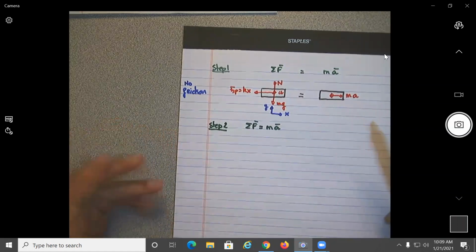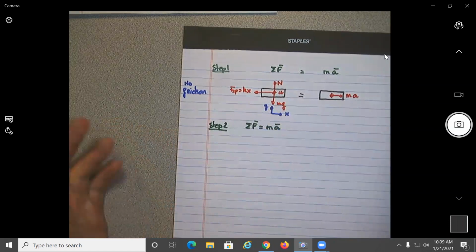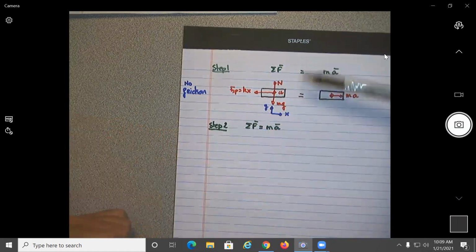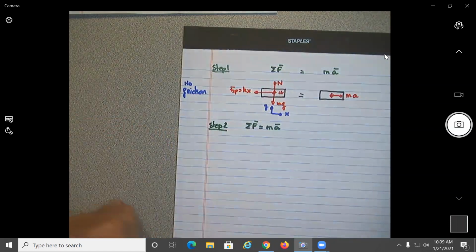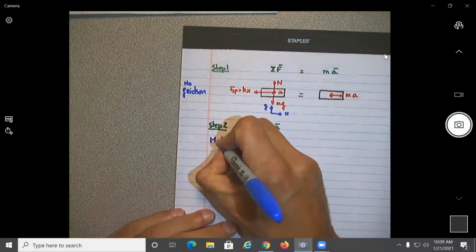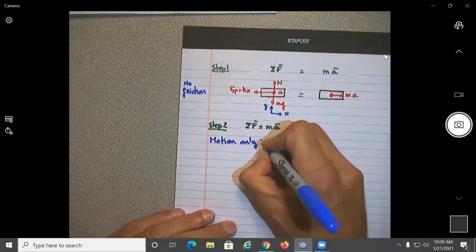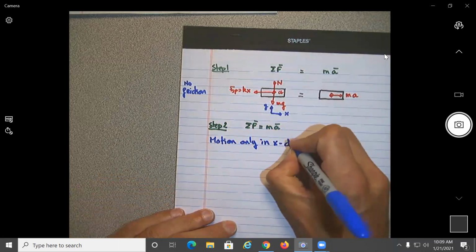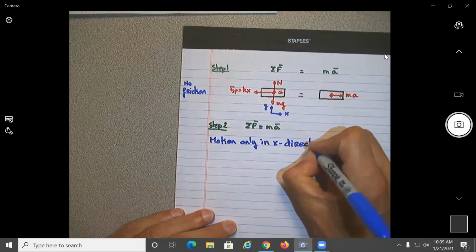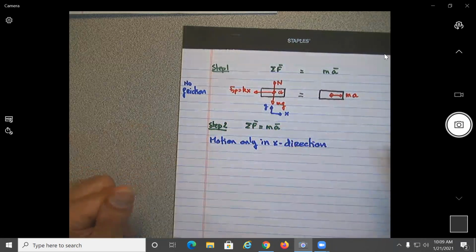Over here, the motion is only in one direction, only in the x direction. So what should be the motion in the y direction? Zero, no? The lateral motion should be zero. So here we just notice that the motion is only in the x direction. In this case, we're just going to apply this equation: summation of forces equals MA in the x direction.